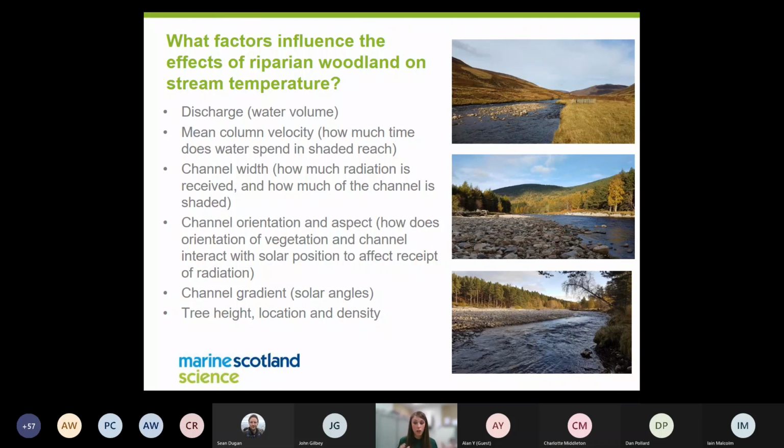And so we know from hydraulic geometry studies that things like the water volume and the mean column velocity, which are really important for thermal regime, vary systematically in space, so can be captured by things like your Strahler river order. We also know that things like channel width vary across space. And things like channel orientation, aspect and gradient are also really important for influencing the amount of energy receipt you're getting into your river at different times. And of course, you also then have any trees that currently exist, their height, their location and their density.